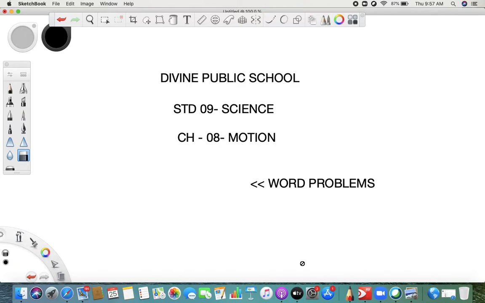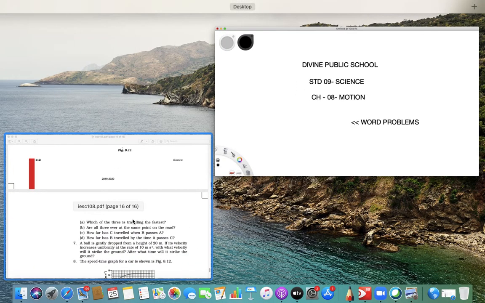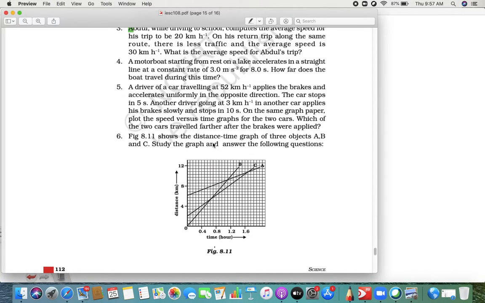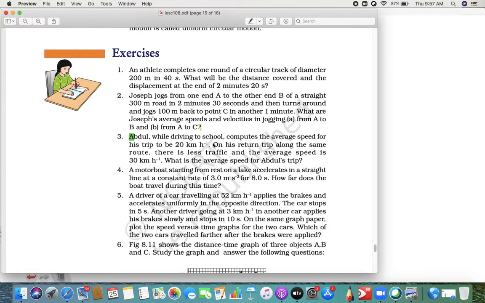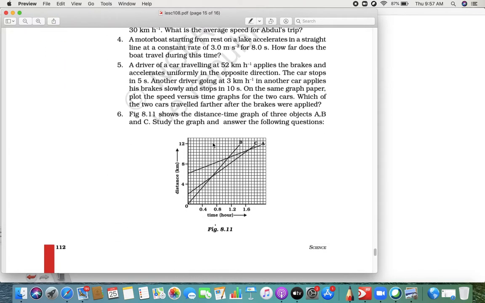Public School. I'm your science teacher. We are learning chapter 8, motion. Now, we were doing the word problems, and I think today we are going to complete this chapter. So, I'll just show you where we have stopped. We have completed the first, second, third, fourth, and fifth questions. We are on the sixth one.